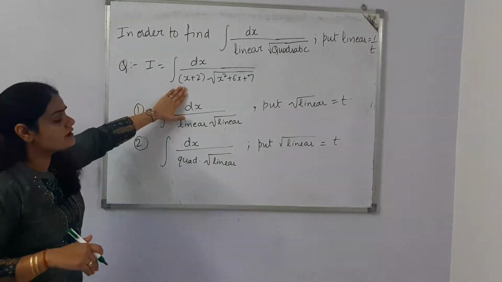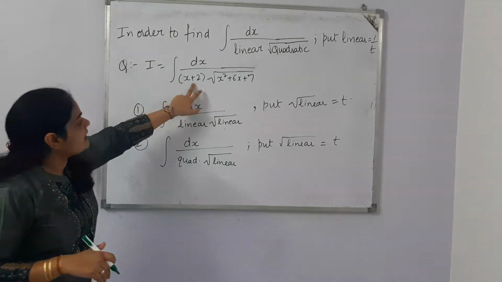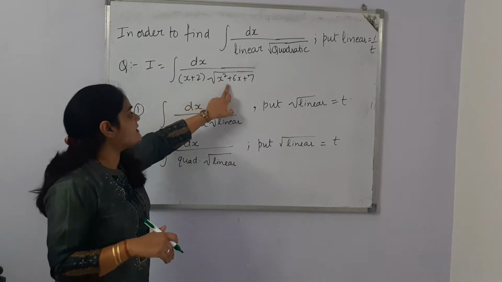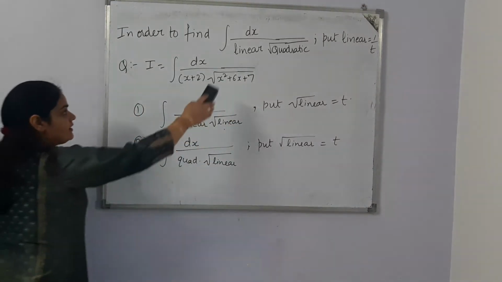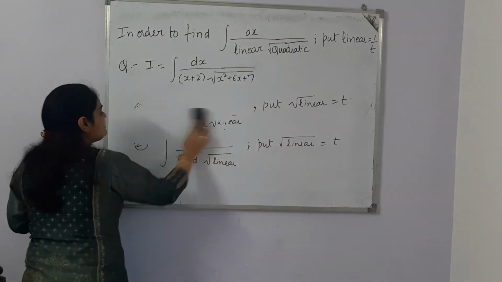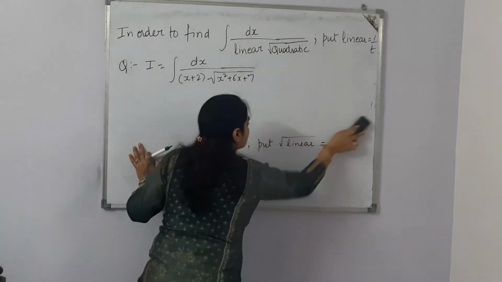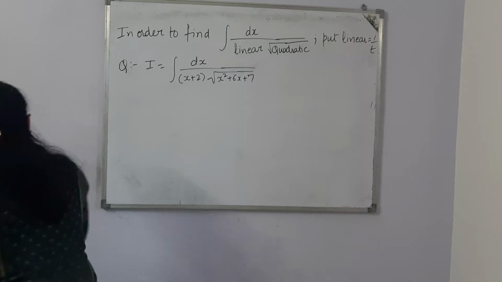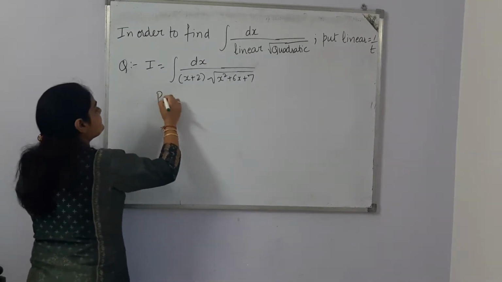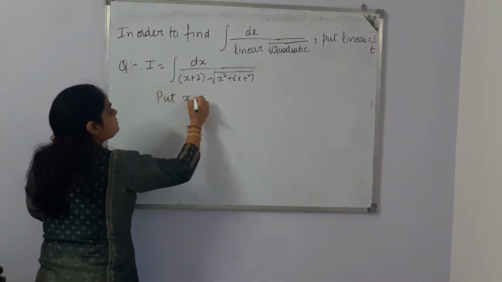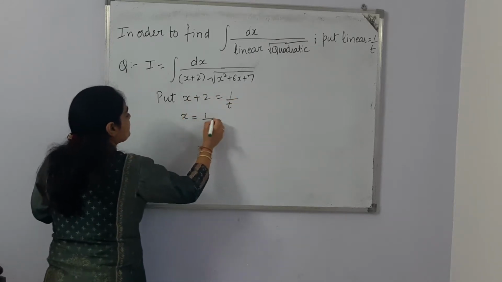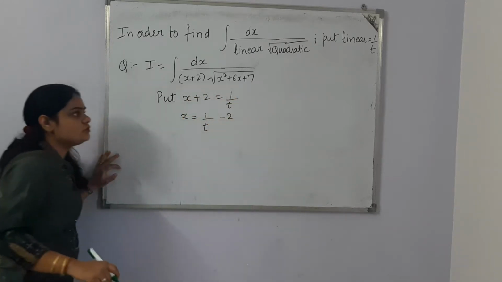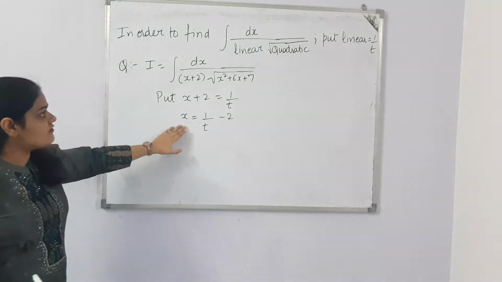Now I have written a question on the board. Here x plus 2 is a linear function and x square plus 6x plus 7 is a quadratic function. So of course this is the same pattern. So we'll substitute the linear function equals 1 by t. What is the linear function here? Here the linear function is x plus 2. x plus 2 is equals to 1 by t. So the x value becomes 1 by t minus 2. This is the value of x.